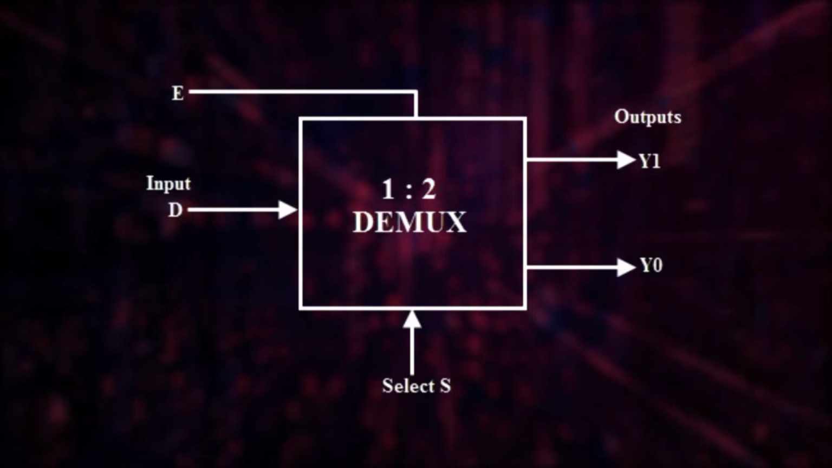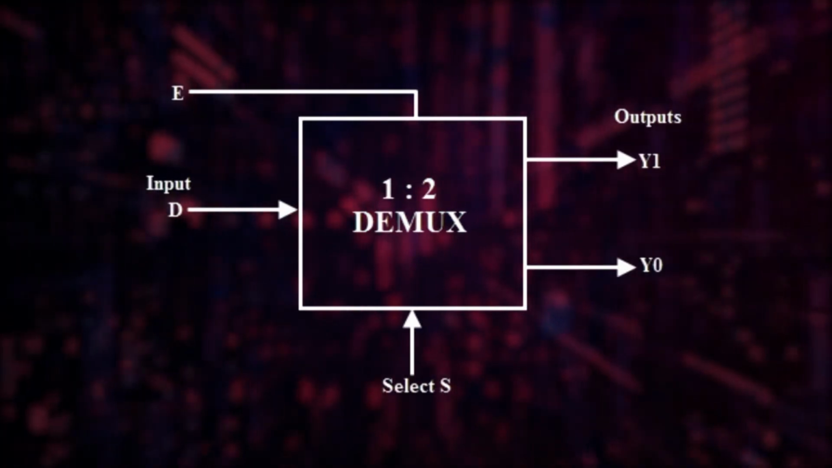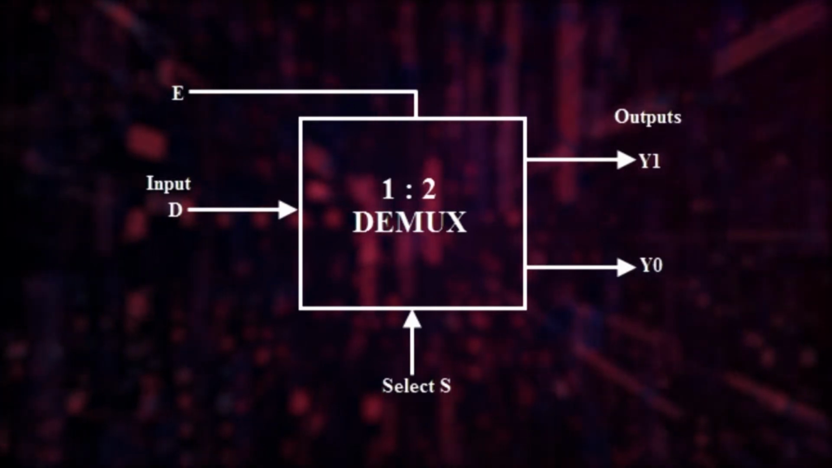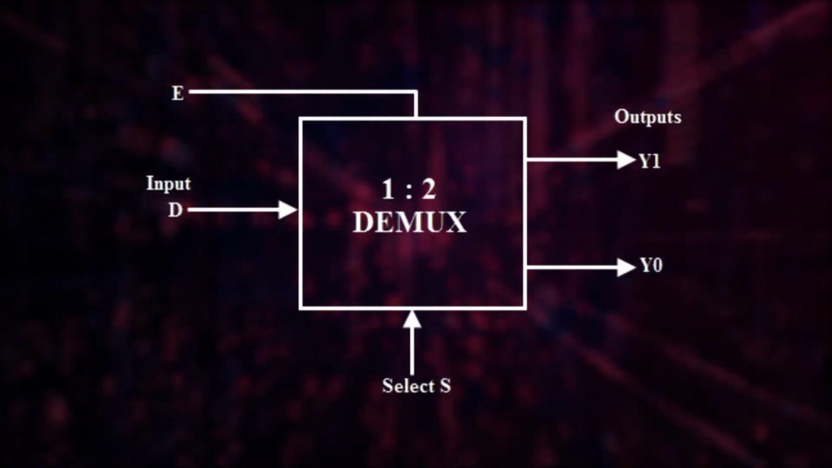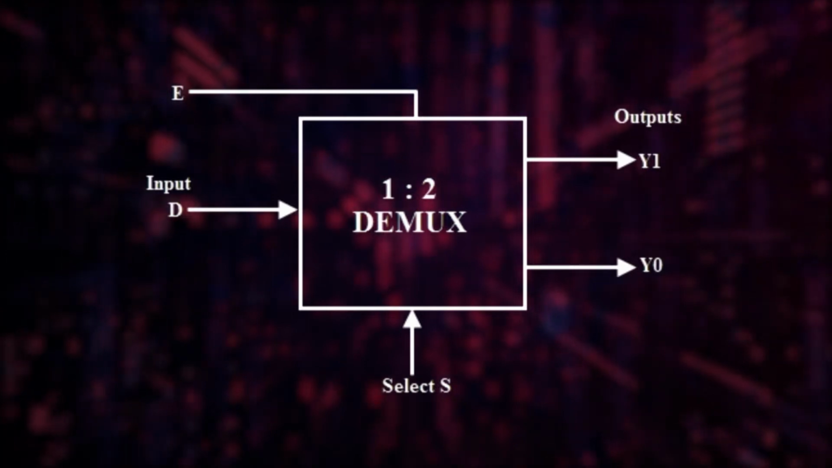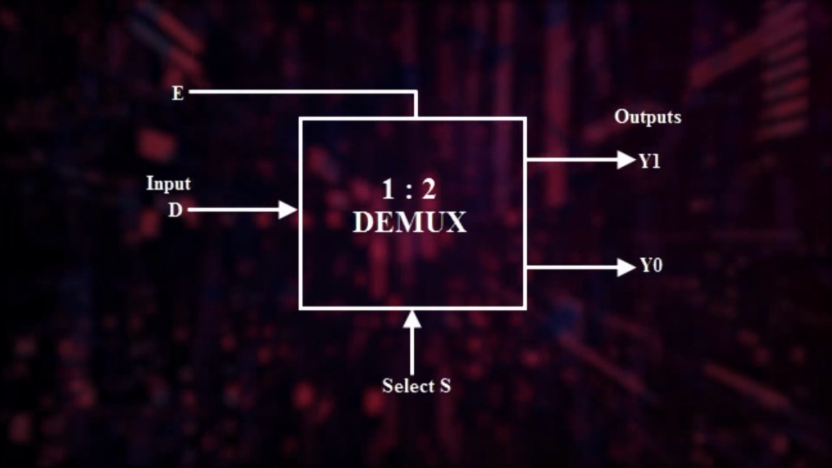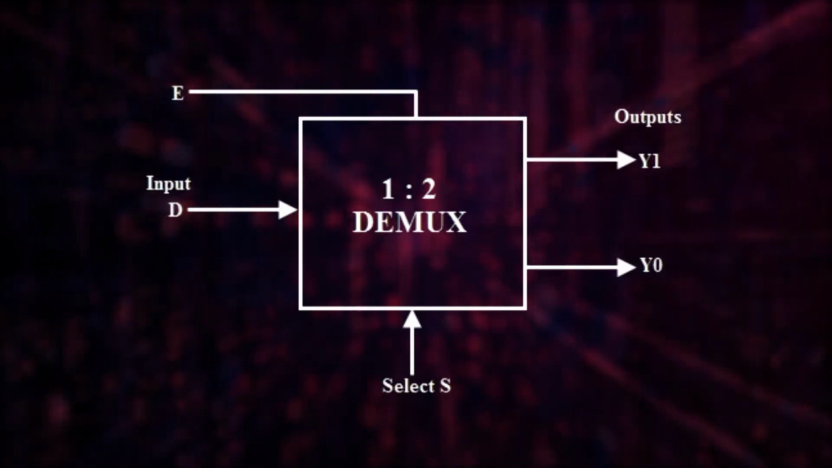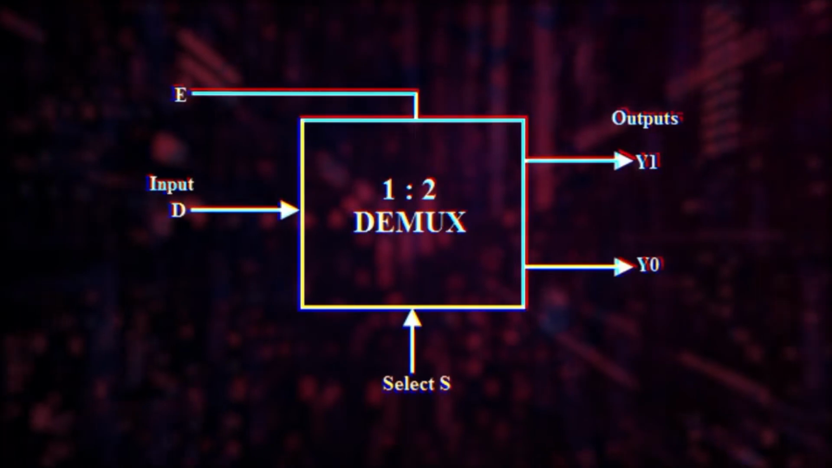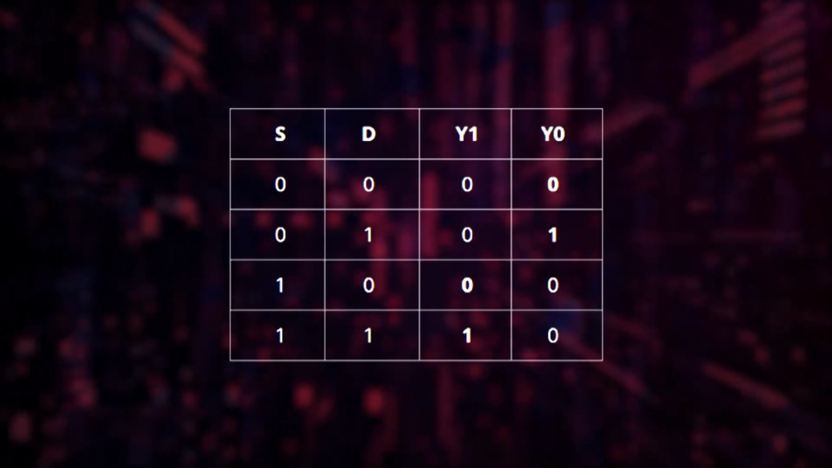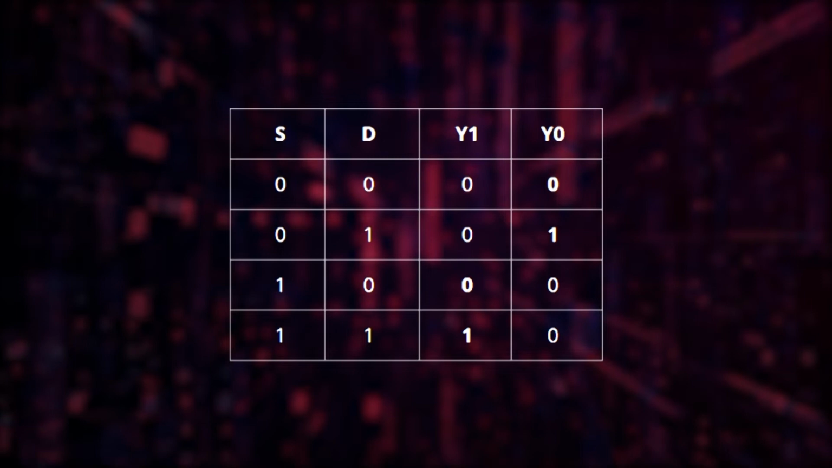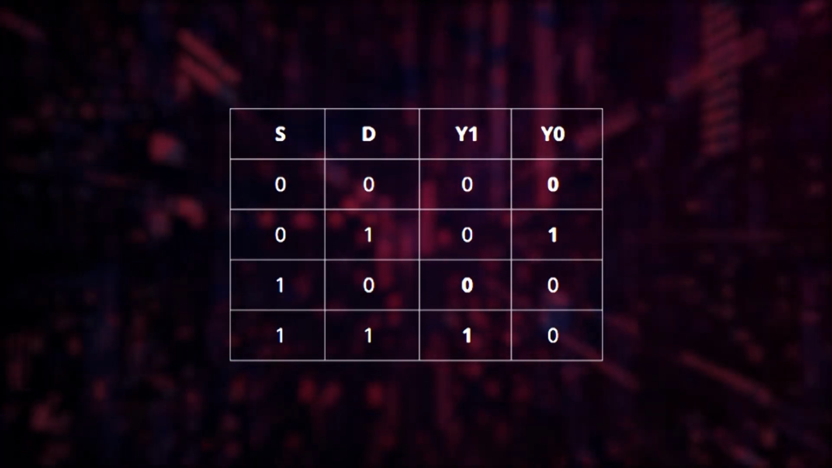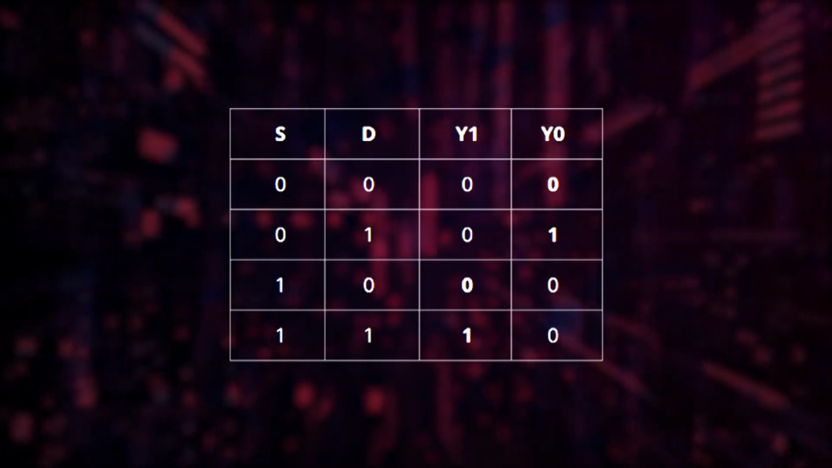In the figure, there are only 2 possible ways to connect the input to output lines. Thus, only one select signal is enough to do the demultiplexing operation. When the select input is low, the input will be passed to Y0, and if the select input is high, then the input will be passed to Y1. The truth table of a 1 to 2 demultiplexer is shown here, in which the input is routed to Y0 and Y1 depending on the value of select input S.